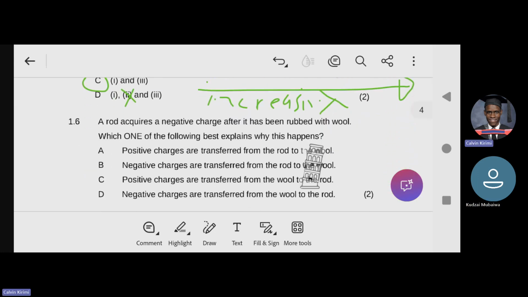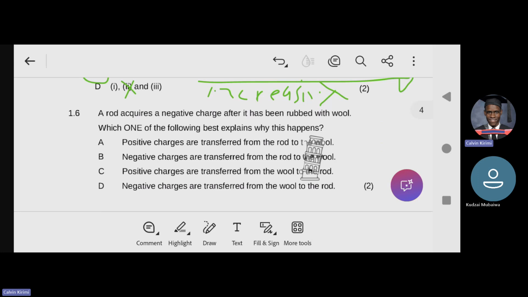Then the rod acquires a negative charge after it has been wrapped with wool. So a rod acquires negative charge. So negative charge, what did we say about negative when it comes to this thing of transfer of electrons? Negative means it has gained. Is it a gain or a loss? It's a gain.